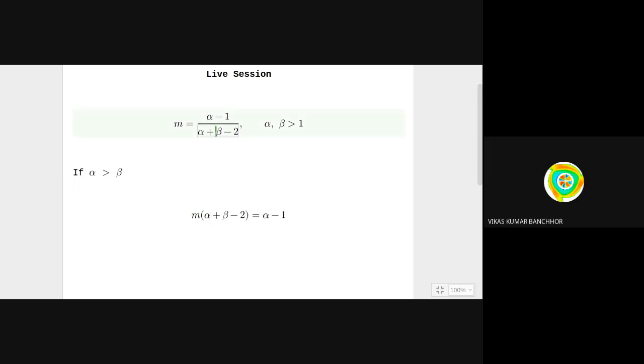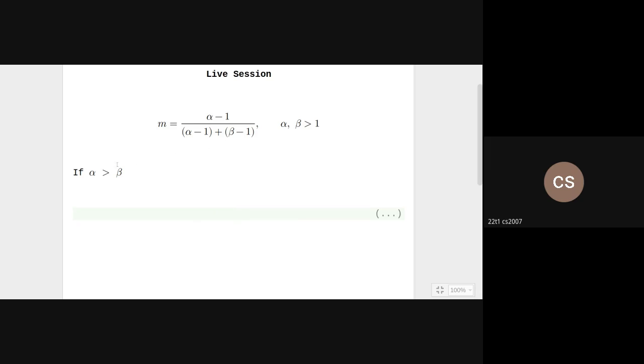Okay. Can we write alpha as a multiple of beta? Yeah, that is one idea. Or let us rewrite it this way. Let me write it as alpha minus 1 and beta minus 1. Okay, it's the same thing. I've just rewritten the denominator. So M is alpha minus 1 by alpha minus 1 plus beta minus 1.